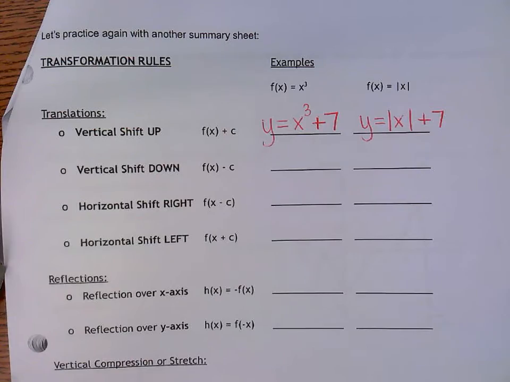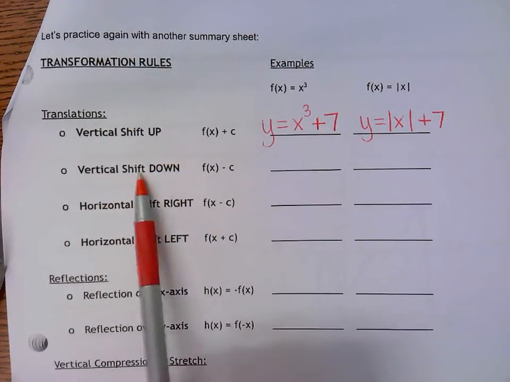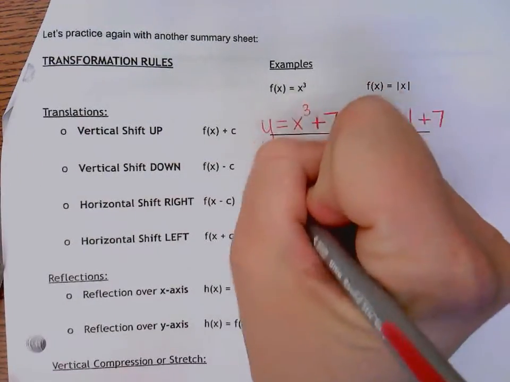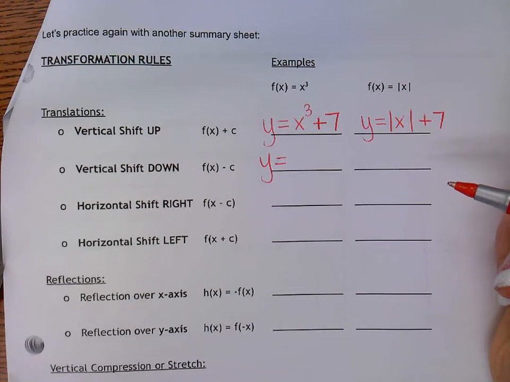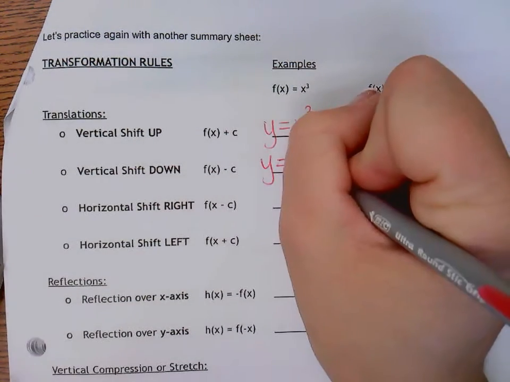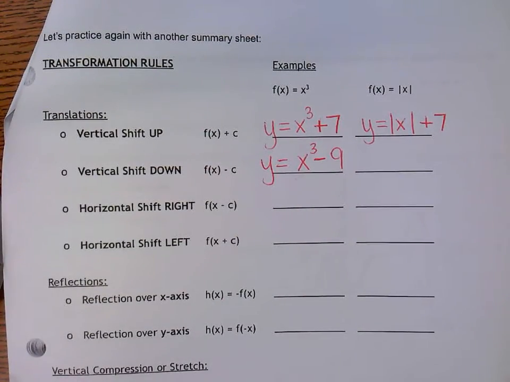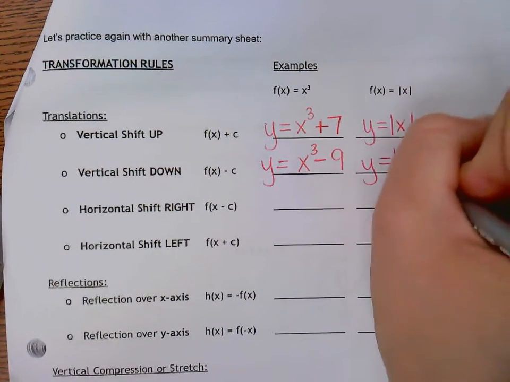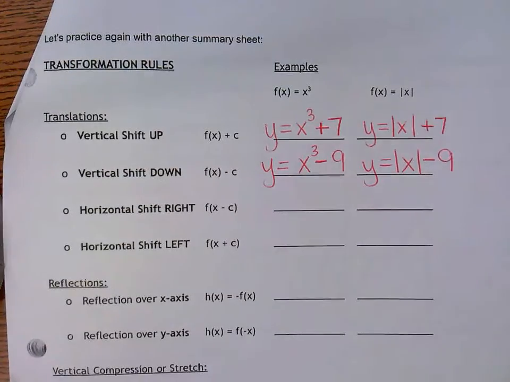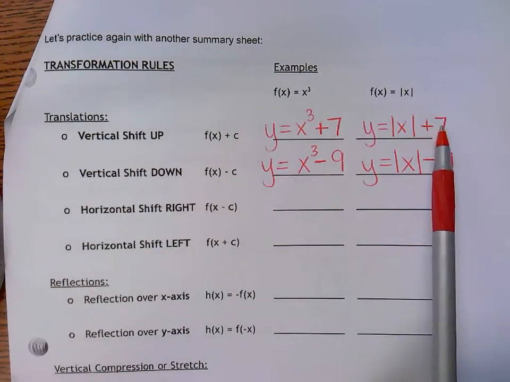All right, if I want to go down vertically, you know vertically is up and down, right? So this one would just be y equals, someone give me their favorite number. All right, x cubed minus 9. That's going to shift the whole function down 9 units, or absolute value of x minus 9. So up is on the outside, down is on the outside.